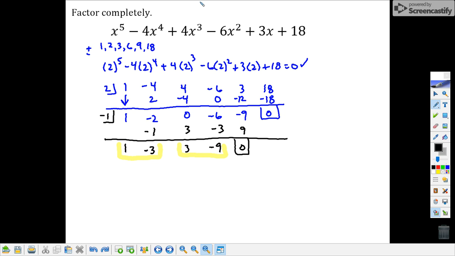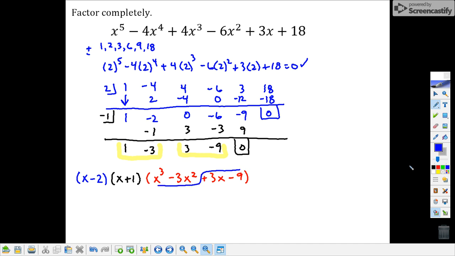I can get out of synthetic at this point. So we need to write all our answers. Don't forget our zeros. So we have a 0 of 2, which means we have a factor of x minus 2. We have a 0 of negative 1, so I have a factor of x plus 1. And then we also have this x cubed minus 3x squared plus 3x minus 9. And then I'm going to go ahead and do my grouping method with that.